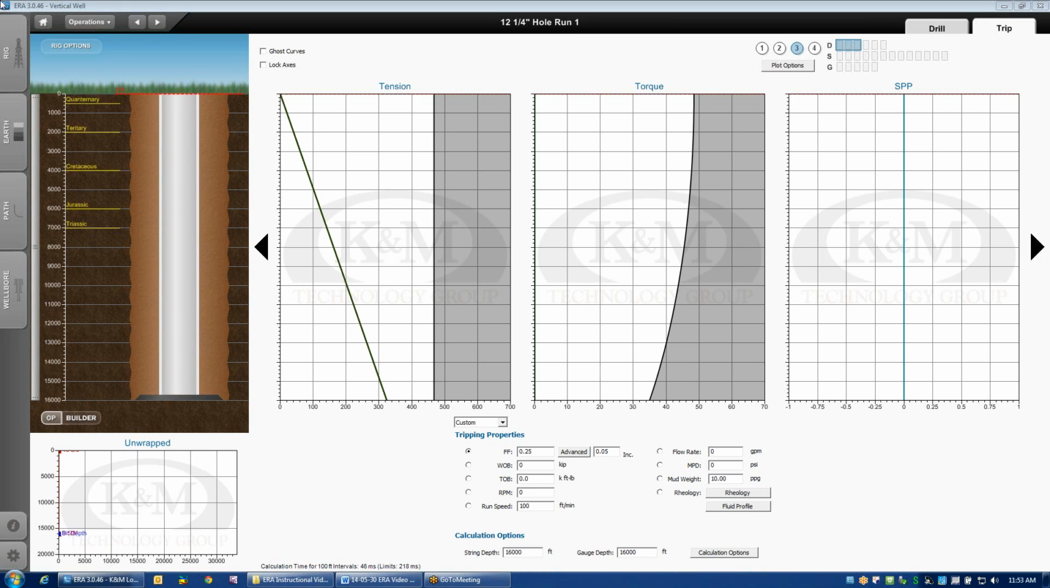Actually, there's no BHA in the string. We're trying to keep it very simple. Just 5-inch 19.50 S135 drill pipe to surface. No tortuosity in the well, just perfectly vertical.